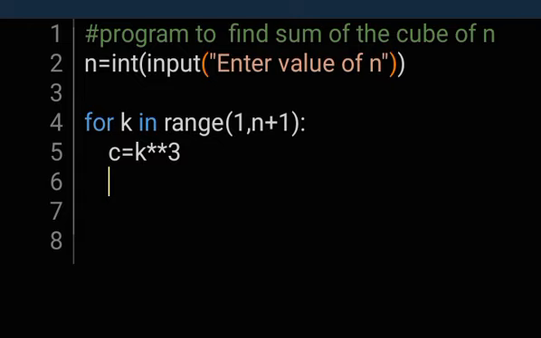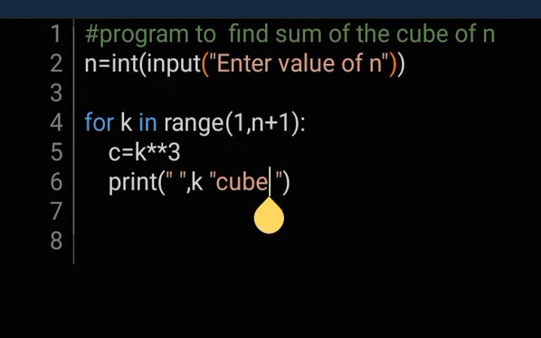Now let's print our result. So print k, comma k, then I want the cube of the corresponding number to be written somewhere here. So this is a simple program to find the cube of any number.